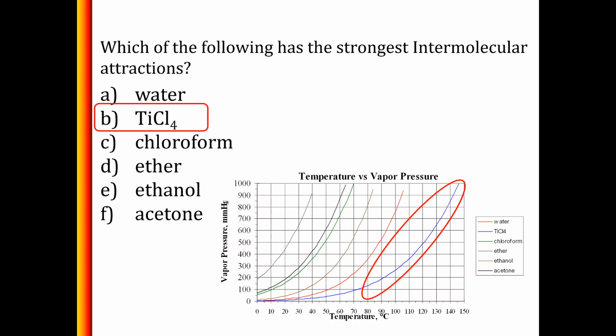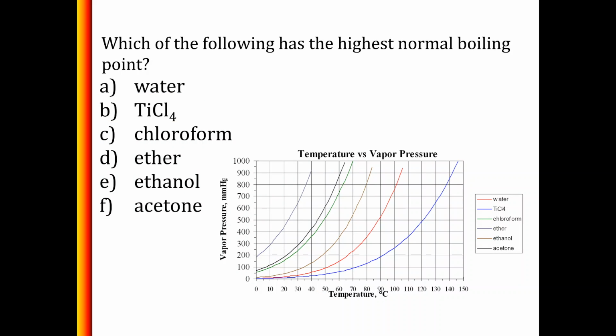Okay, so hopefully you answered B, which is the blue line all the way over here to the right. So how do I know it has the strongest intermolecular attractions? Well, that's because at any given temperature, it has the lowest vapor pressure. So remember, stronger attractions give you lower vapor pressure. Okay, one more. So which of the following has the highest normal boiling point?